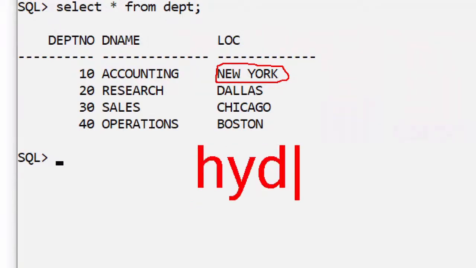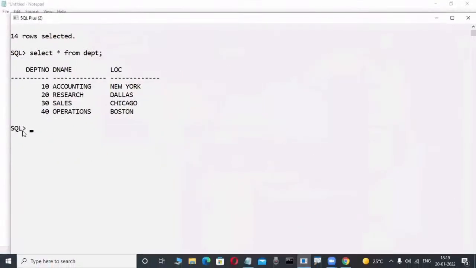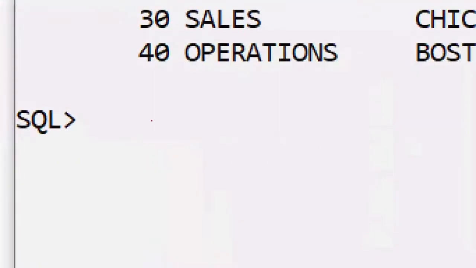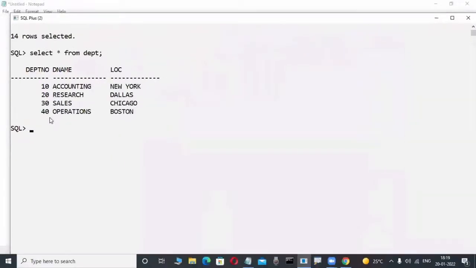Suppose I want to change this New York location into Hyderabad in this relational database. How can I do it? Just at the SQL prompt, we are using the SQL language. SQL is a very easy language. How? I will tell you. In SQL you are typing some commands.